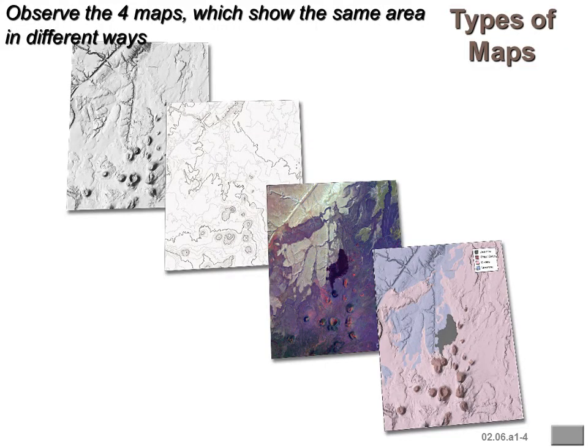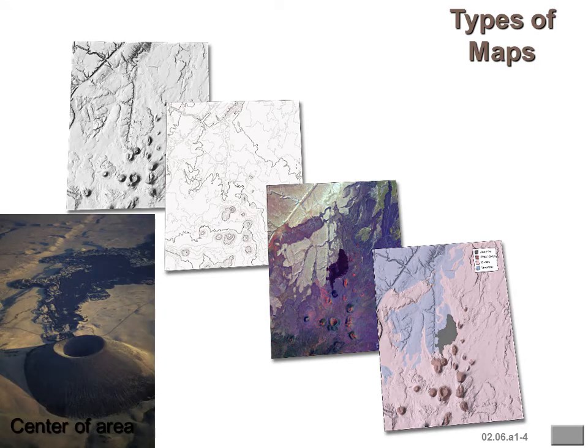So we've got 4 different types of maps here, all looking at the same area in different ways. What you need to do in your notes is label what the different types of maps are, and then summarize how the different types of maps depict the Earth's surface. They're all looking at SP Crater, which is in northern Arizona, that erupted about 1,000 years ago, and it still has this beautiful dark lava flow, and it shows up very clearly on a couple of these images.